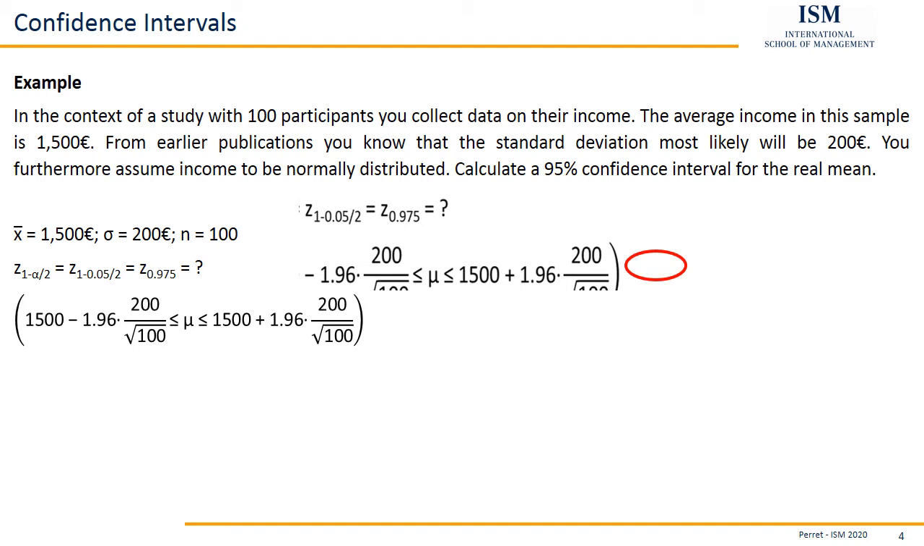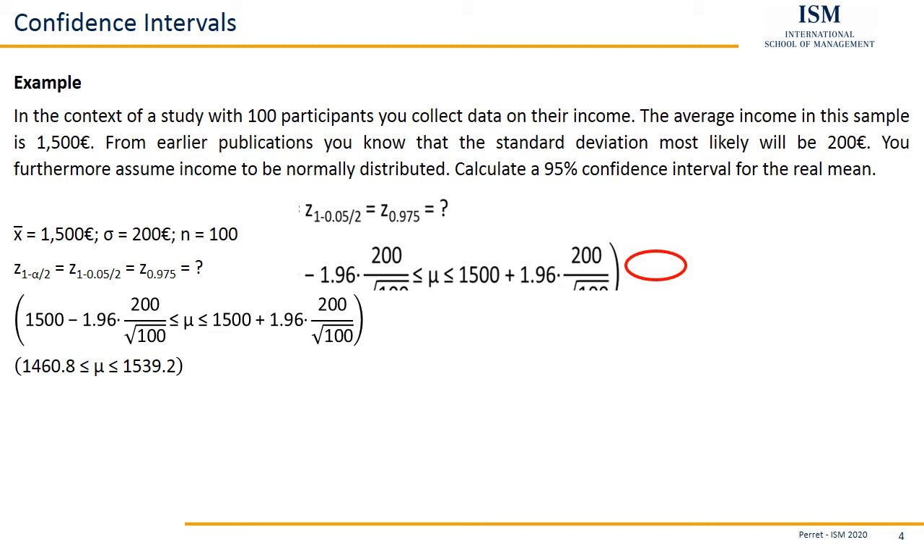This basically means we just have to input all of the stuff into our calculators, giving us a final result of a lower bound of 1460.8 and an upper bound of 1539.2. So the real mean of income will lie somewhere between 1460 and 1539 point something in each case. That's then the insight we gain from these confidence intervals. Okay, so much for the situation where we already know our standard deviation or our variance.